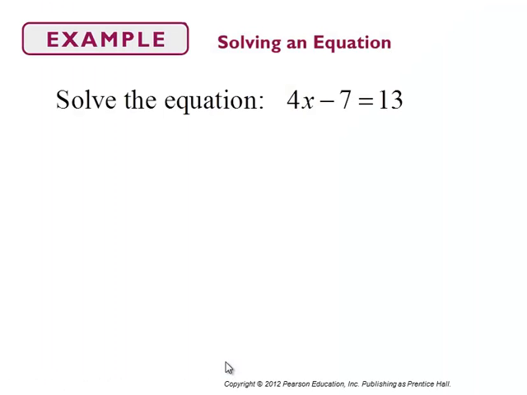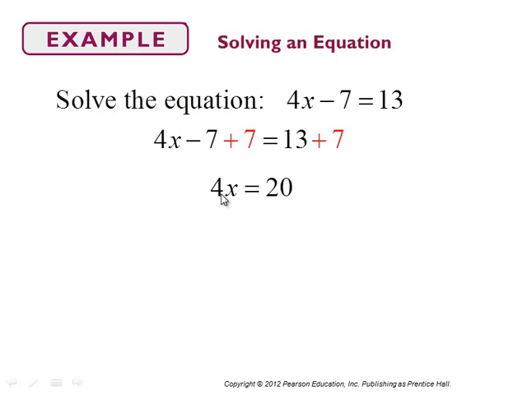So let's put all this together and solve some equations. We'll start off with 4x minus 7 equals 13. All right, we will now add 7 to both sides to just get 4x by itself. Now on the left-hand side, the 7's cancel. The minus 7 plus 7 is 0. Why did we choose to add 7 to both sides? So that we can get the 4x by itself. And the opposite of subtracting 7 is adding 7. On the right-hand side, 13 plus 7 is 20.